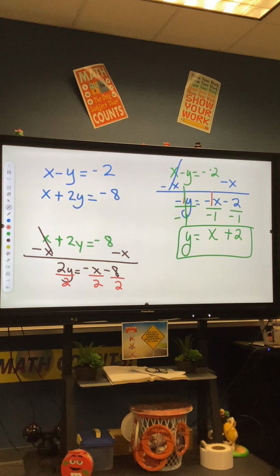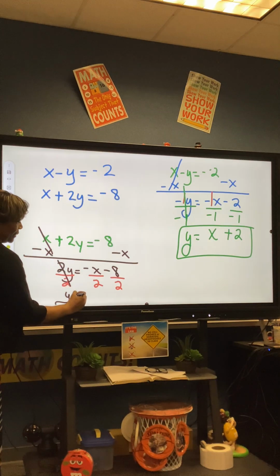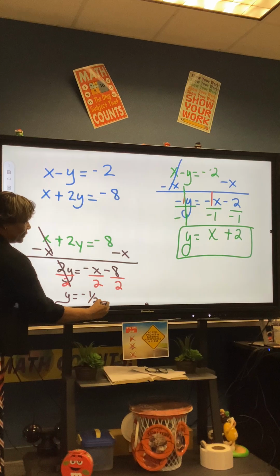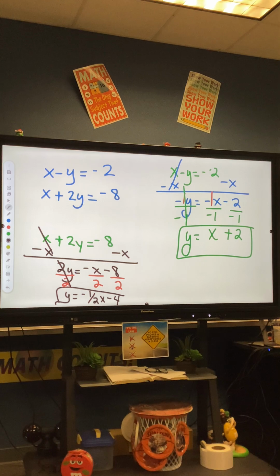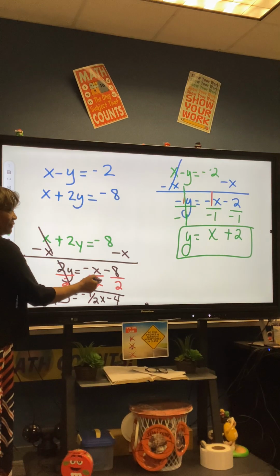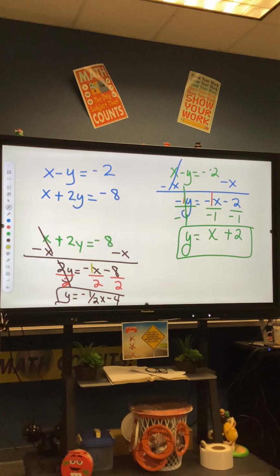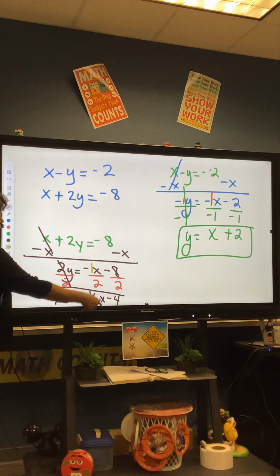You keeping up? You might want to keep up, because this is when it's going to get real. When you divide by 2, everything gets divided by 2. Then your y is going to be equal to a -1/2 x minus 4. Everybody understand where I got the -1/2 from? Because everybody in the room knows when you don't have a number in front of x, that's a 1. So that's a -1/2 x. When I divide a -8 by a positive 2, I get a -4.